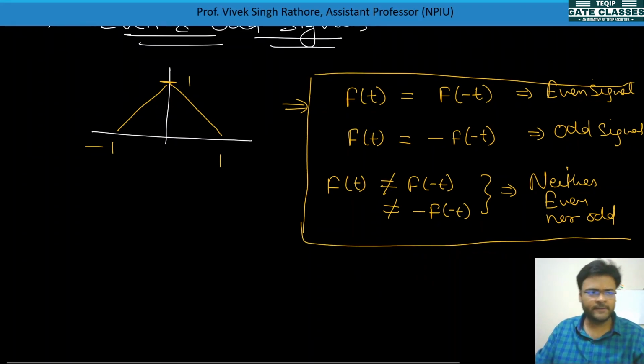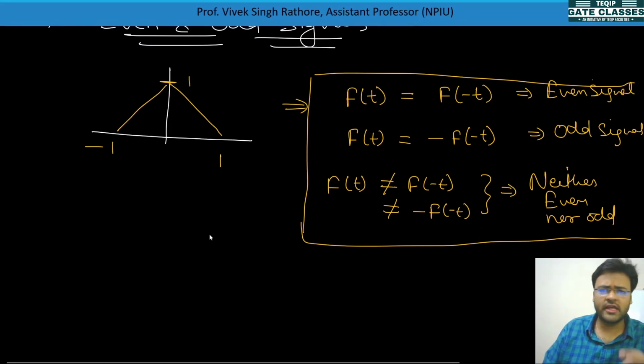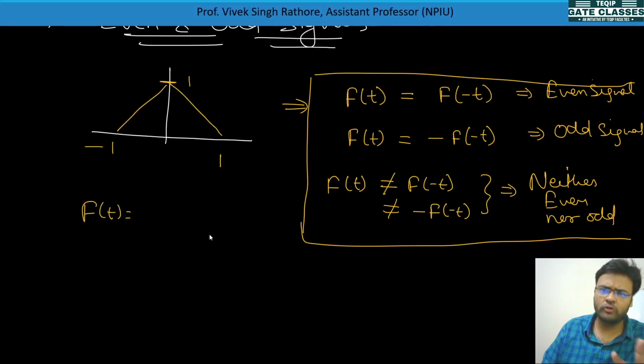Every signal in nature generally has both parts, f_e(t) and f_o(t), where f_e(t) is the even part and f_o(t) is the odd part. It means a signal has some even part and some odd part. In an even signal, the odd part will be absolutely equal to 0, so f(t) will be equal to f_e(t).